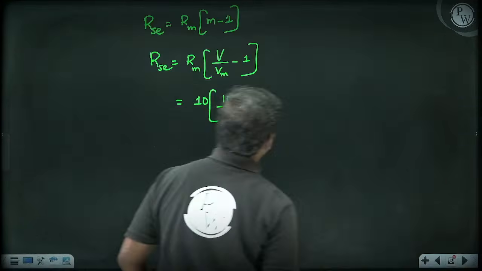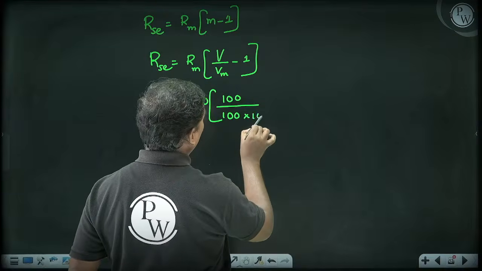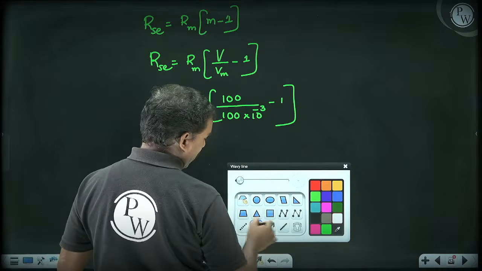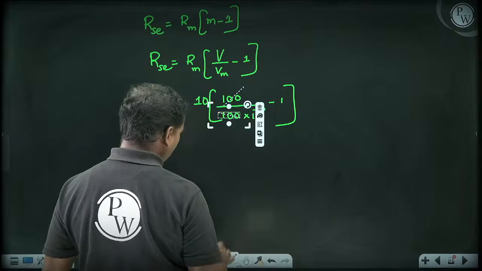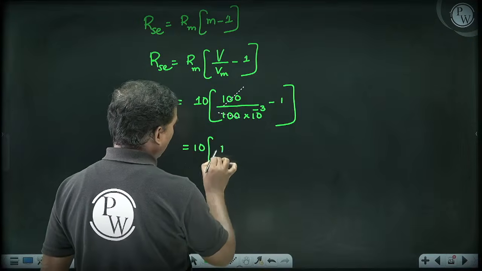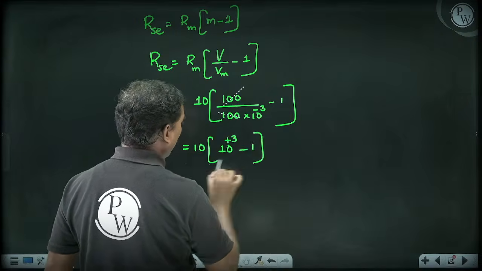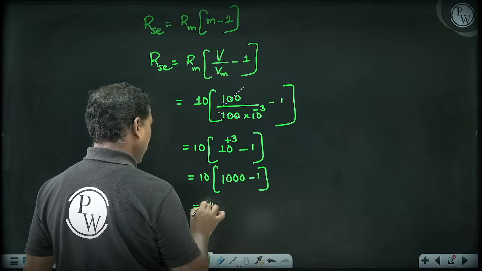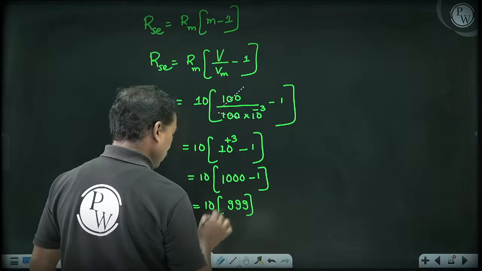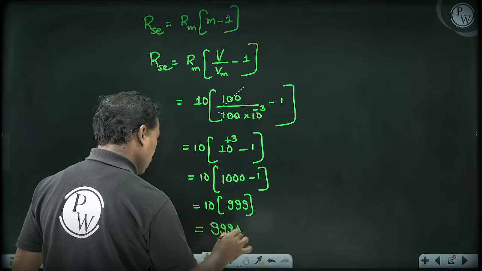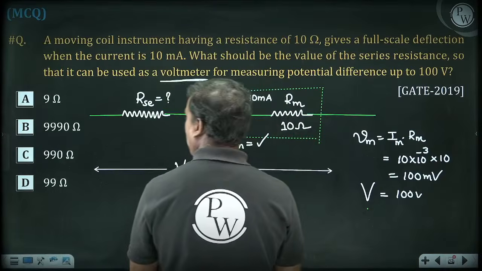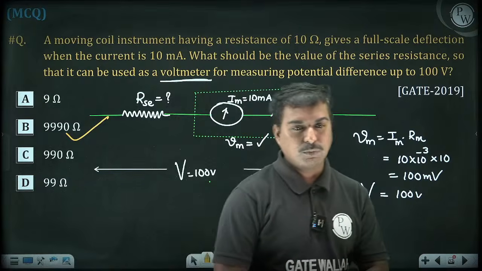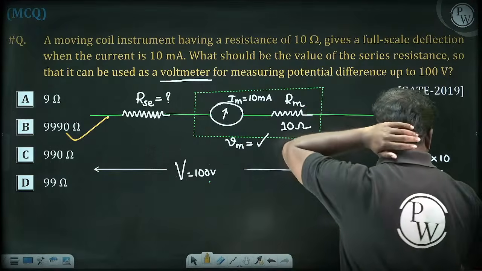So how much did it come to? This is 100 divided by 100 millivolts, that is 100 into 10 power minus 3, minus 1. So now this 100 gets cancelled. So this is 10, into 10 power 3 minus 1. So 10 into 1000 minus 1, so 10 into 999. So that becomes 9990 ohms. So the right answer for this question is option B. Option B is the right answer for this particular question. Okay, let us go for the next question.